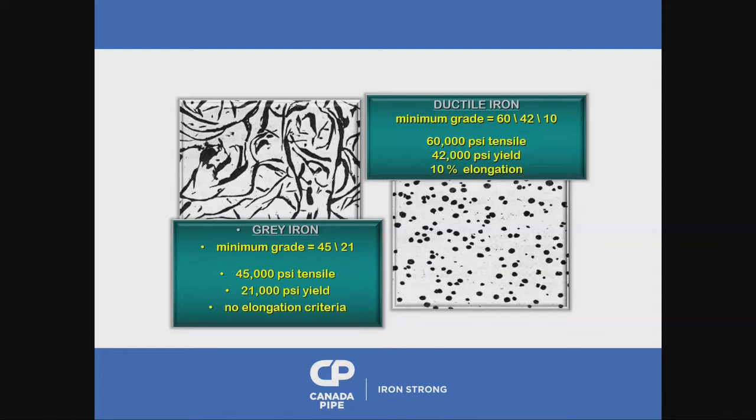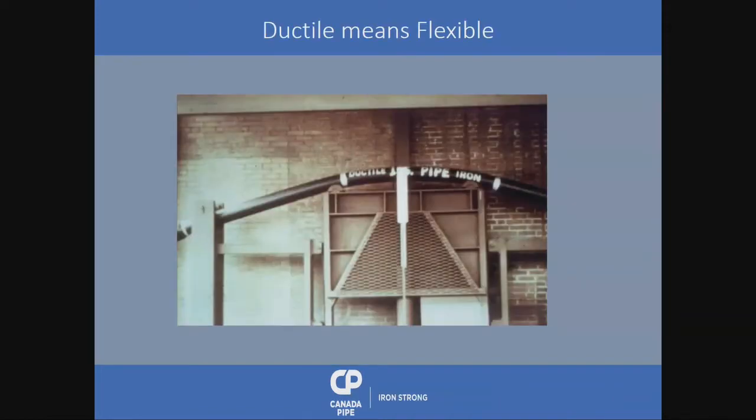So that really gives us a lot of flexibility when it comes to frost heaving, temperature changes, and movement in the soil, and you're going to see all that in a bit. So that's what it means. It means flexible, and we can actually do that with ductile iron pipe and move it around. It's not as stiff as maybe you think it might be.